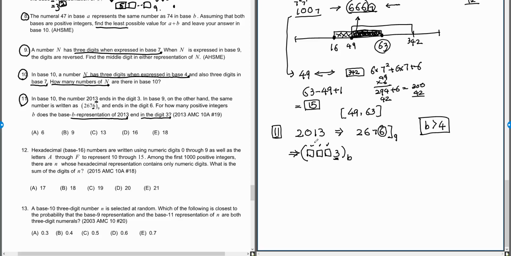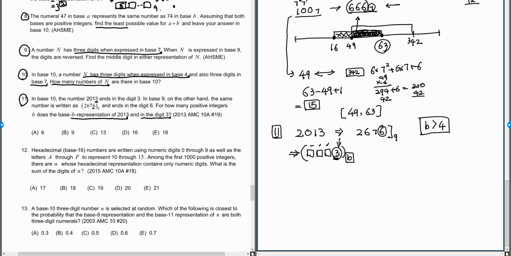So the last digit is 3. Okay. So the question is, how many different base numbers have the last digit 3? So 4 is okay, 5 is okay, 6 is okay, right? These are base numbers, that's fine.